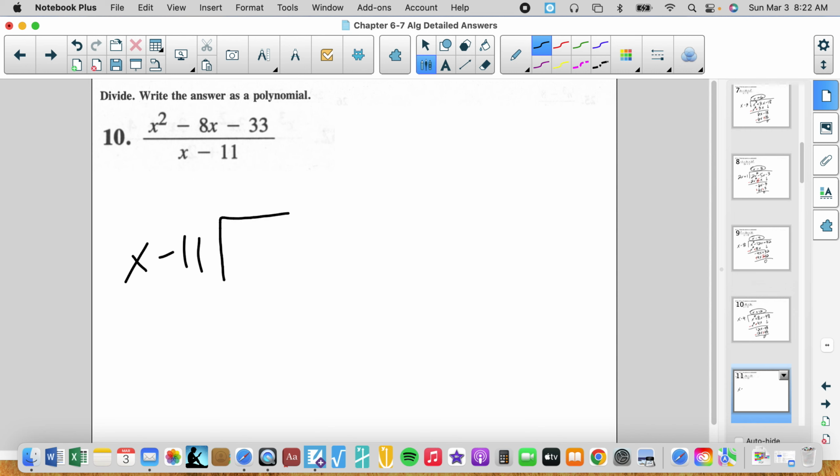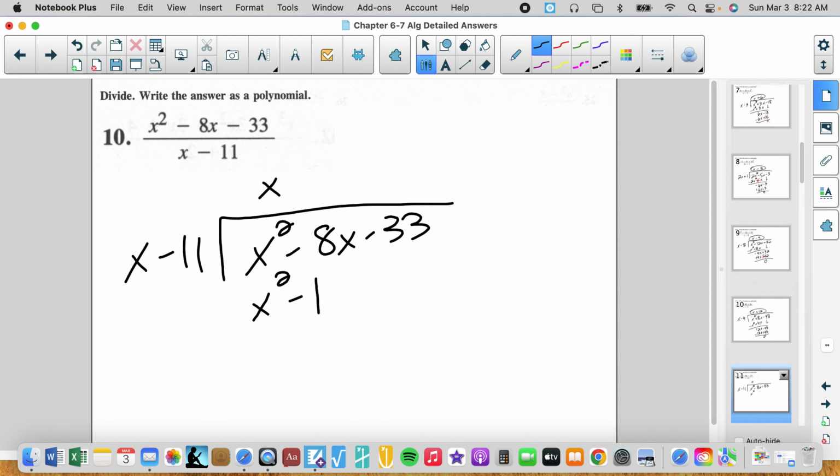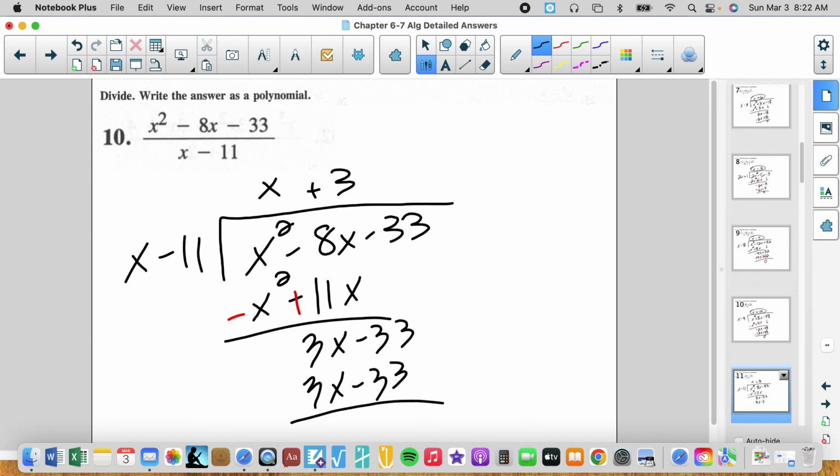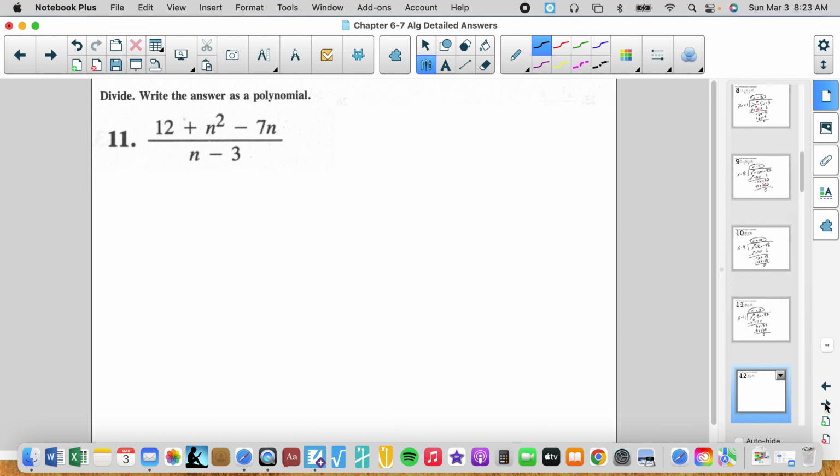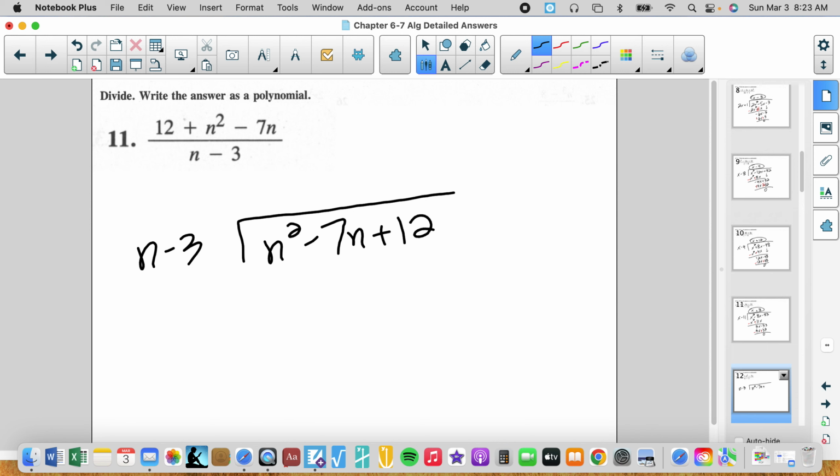x minus 11. x squared minus 8x minus 33 times x is x squared minus 11x. Change the signs. That's going to give me 3x minus 33 plus 3 gives me 3x minus 33. Change them. 0. That's my answer. I think we'll start getting into, hopefully, start getting into ones where they don't work.